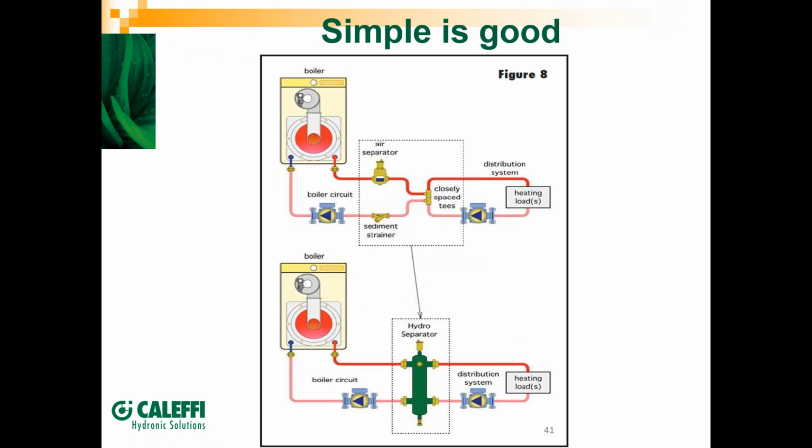This is showing another piping diagram showing that primary secondary type piping configuration with a separate air separator, separate closely spaced tees, and then even a dirt separator. This is showing the hydro separator taking the place of those 3 components because of the built-in air separator, built-in dirt separator, and it is a hydraulic separator, so it has your 4 ports, 2 for your primary boiler loop and 2 for your distribution loop, really simplifying your system and your primary secondary piping. It also better protects the boiler because oftentimes your air and dirt separator are on your distribution loop and not on your boiler loop. This protects both the boiler loop and the distribution loop.